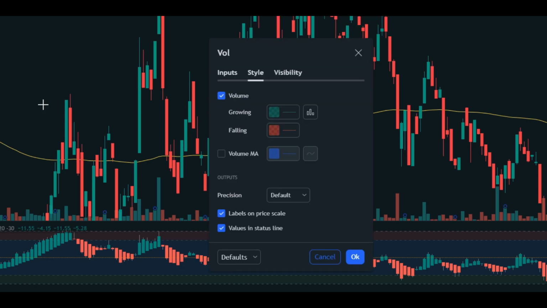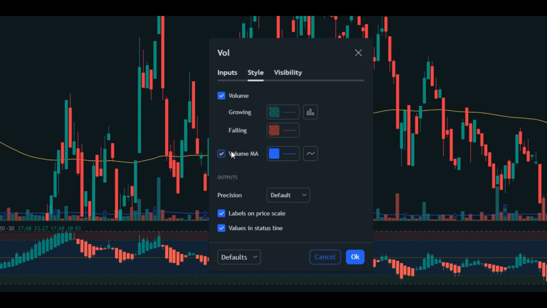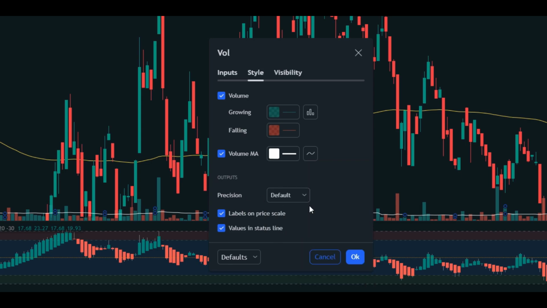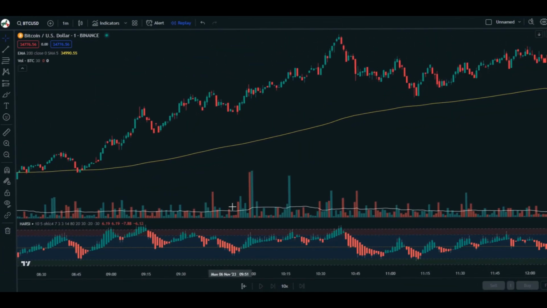Now let's head over to the volume indicator settings. Here we will be changing the MA length to 30. Once you have done that, head over to the Style settings, and enable the moving average. In order to make the line easier to see, we will also be changing the color to white. That was all that we needed to do.